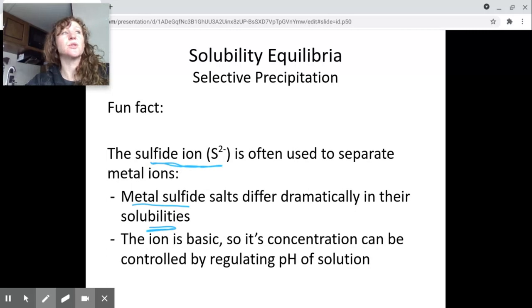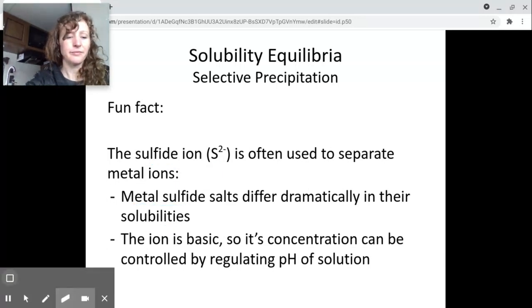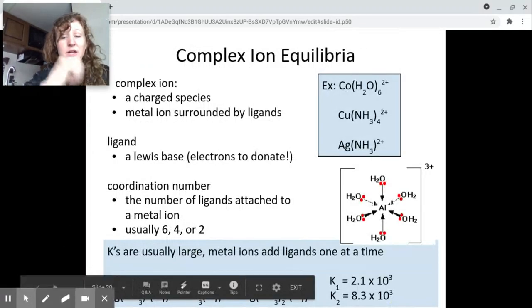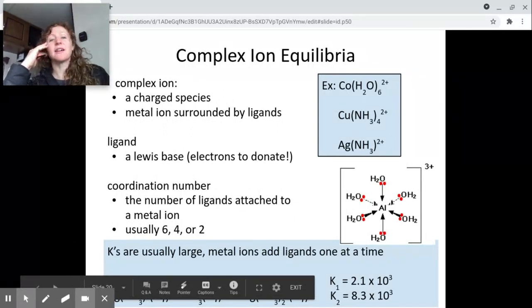If they ask you to design a solubility lab, knowing that the sulfide ion is a good one to distinguish between solubilities could help you design a lab. Okay. All right, we'll do that practice together.